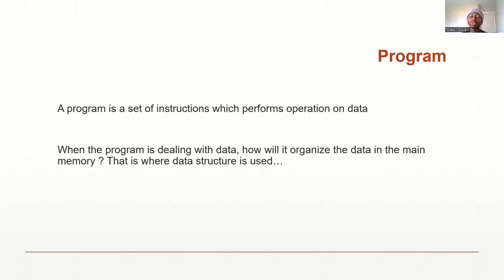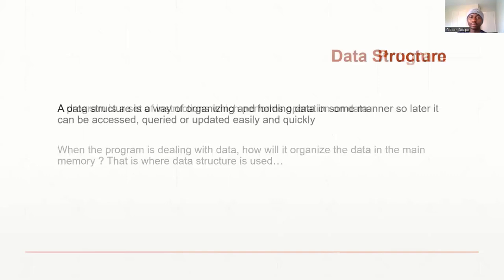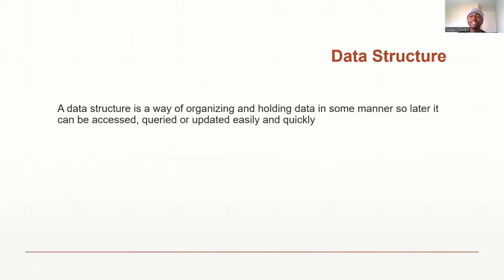So it means without data, we cannot perform any type of program. It can be any task. We need some type of data to execute a program. Now, when a program is dealing with data, how will it organize the data in the main memory? That is where data structure comes in. So I can say that the way we organize data in the main memory during execution is dependent on data structures. Hence, a data structure is a way of organizing data in some manner.